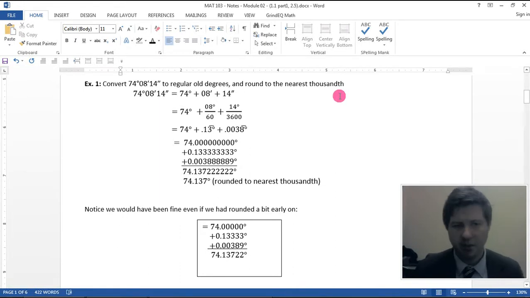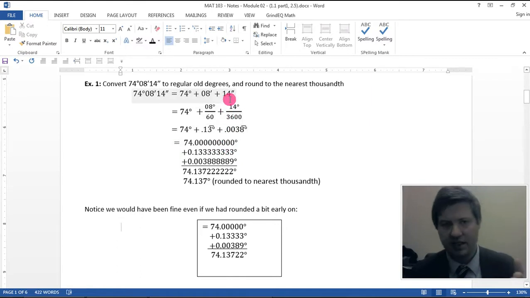So it's very simple. 74 degrees I leave alone. That's just going to get carried throughout the problem. The 8 minutes, that gets divided by 60. And notice, as soon as I do that division by 60, I'm no longer working in minutes. 8 divided by 60, that's now in degrees, which is what we're looking for. We want our answer in degrees. Okay. And then the 14 seconds, that gets divided by 60 twice.